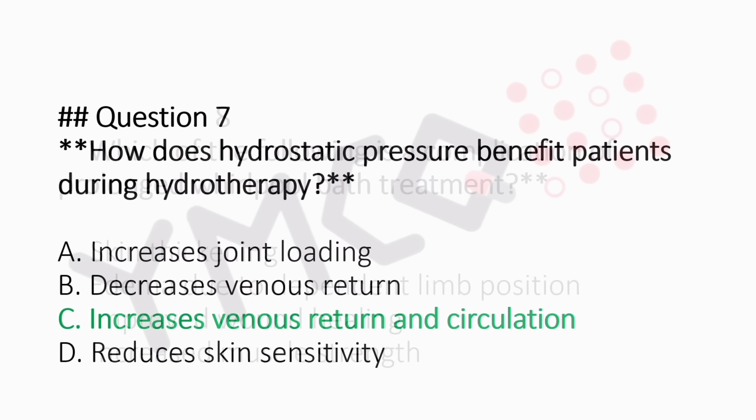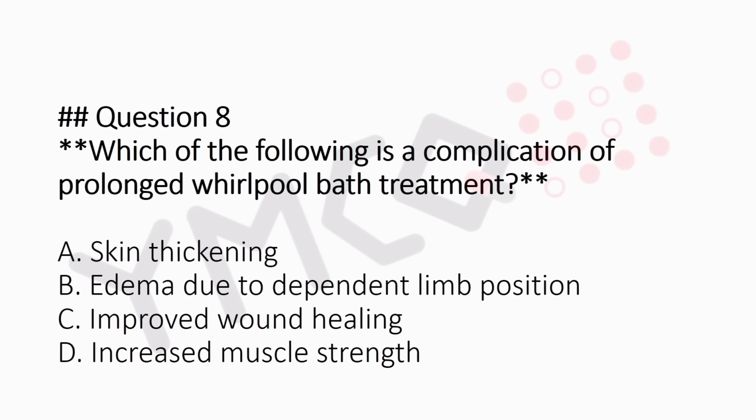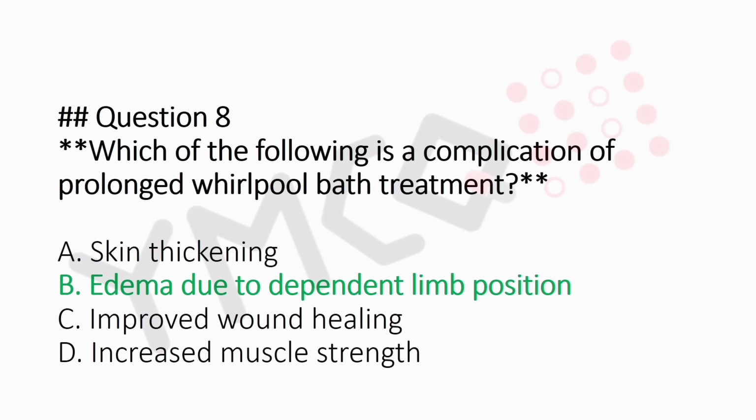Now let's move to question number 8. Which of the following is a complication of prolonged whirlpool bath treatment? Option A, skin thickening. Option B, edema due to dependent limb position. Option C, improved wound healing. Option D, increased muscle strength. And the answer is option B, edema due to dependent limb position.